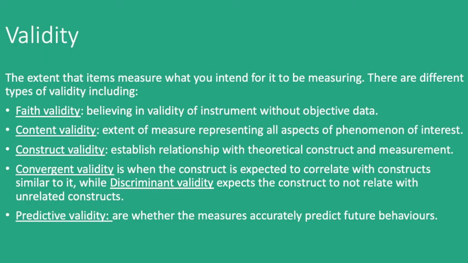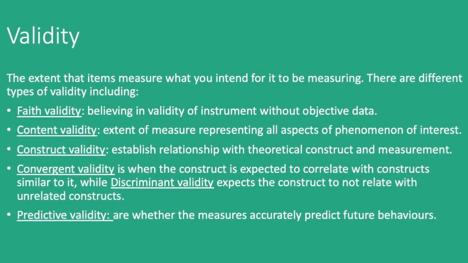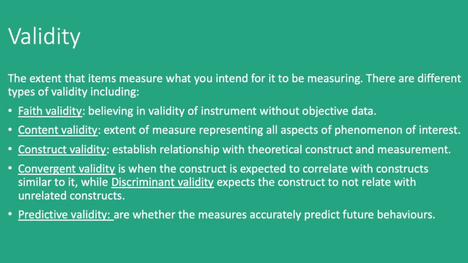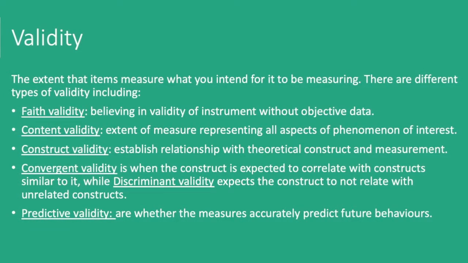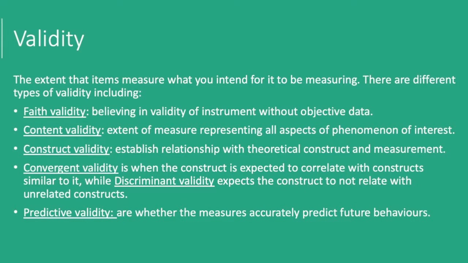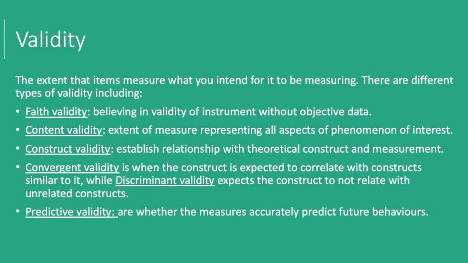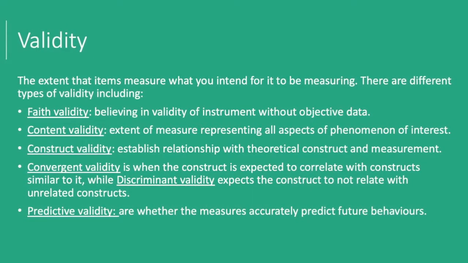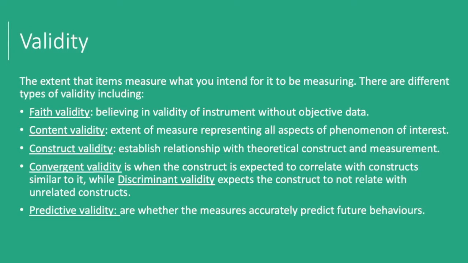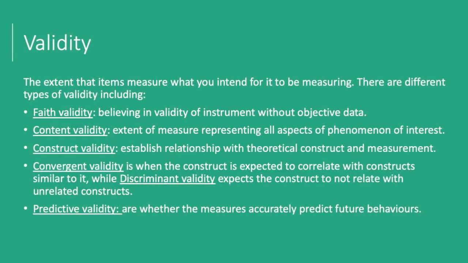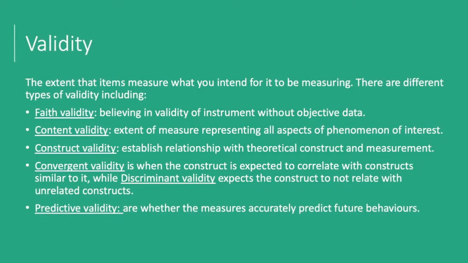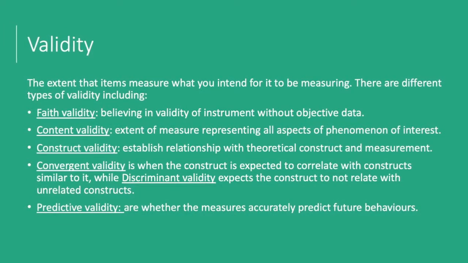Validity is the extent that an item measures what you intend for it to be measuring. There are different types of validity, including face validity. It's defined as believing in the validity of instruments without objective data. There is content validity, which is the extent to which a measure represents all aspects of the phenomenon of interest. There is construct validity, which involves established relationships between theoretical constructs and measurement.